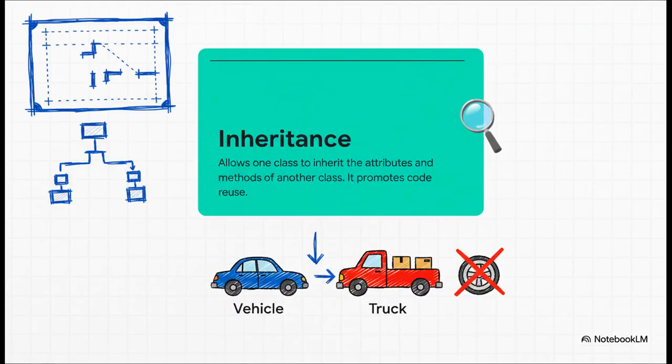Now, here's where it gets really clever. We can build on these blueprints using something called inheritance. This lets us create a new, more specific blueprint that just reuses everything from a more general one. You know, a truck is a kind of vehicle, right? So it inherits all the basic vehicle stuff, but then it can add its own unique features, like a giant cargo bed. It's all about not reinventing the wheel, literally.